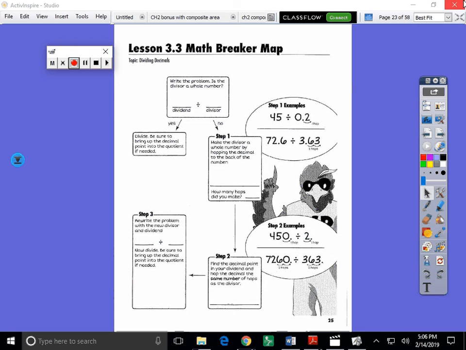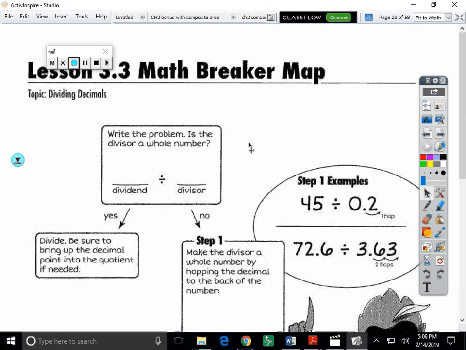So I'm going to enlarge this for us and see if this will help us through the operation of dividing decimals. If you take a look at your math breaker map, this can also be found in the back of your notes packet. This is really just a way of organizing our thinking. So first it says write the problem, and then it asks, is the divisor a whole number? And we'll have to move through this flow chart or this math breaker map depending on what our answer to that question is.